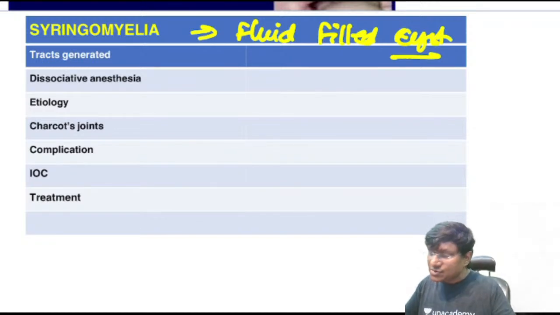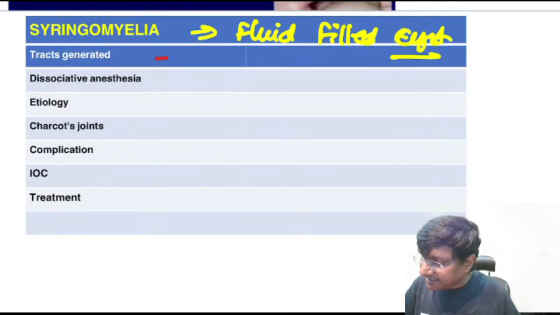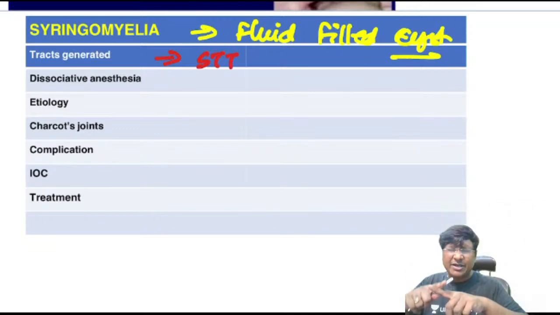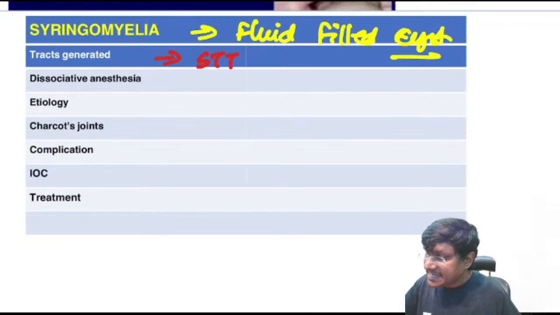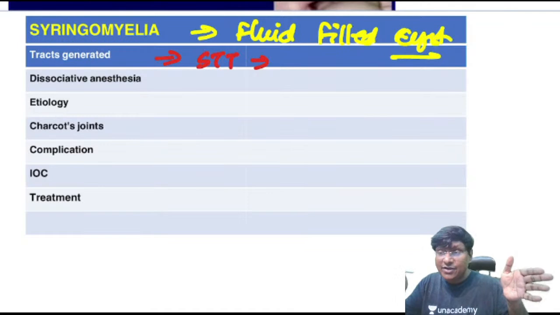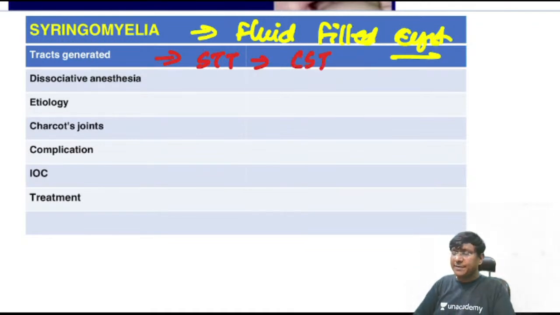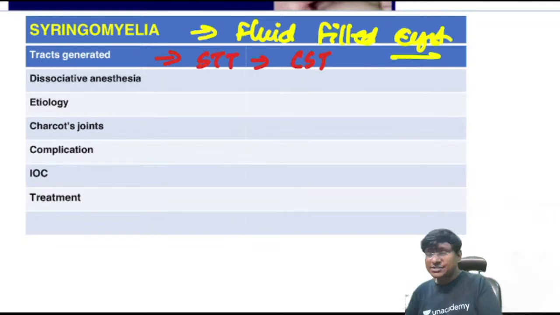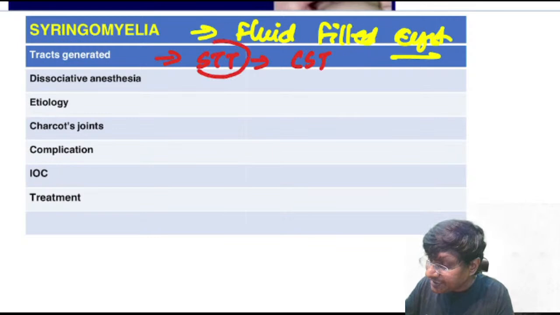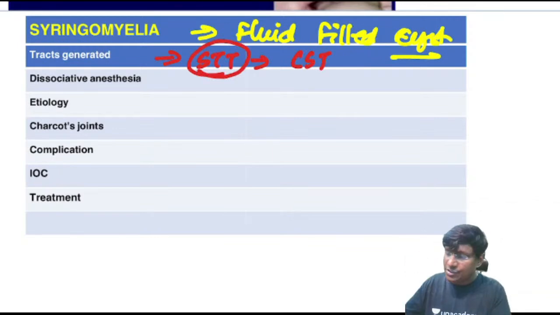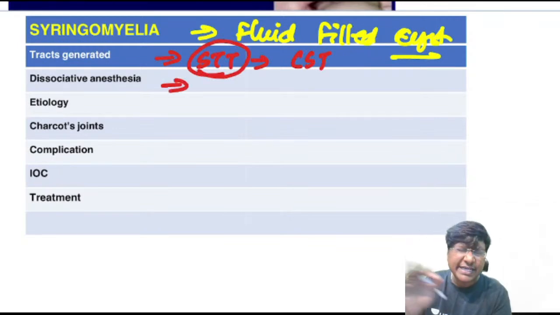Now in case of syringomyelia, what are the tracts which are degenerated? The tract that will be degenerated will be the spinothalamic tract, because there will be crossing of the fibers to the opposite side, and as the syringomyelia enlarges, there can be damage to your corticospinal tract as well. Spinothalamic tract is concerned with pain and temperature, so they will have dissociative anesthesia.